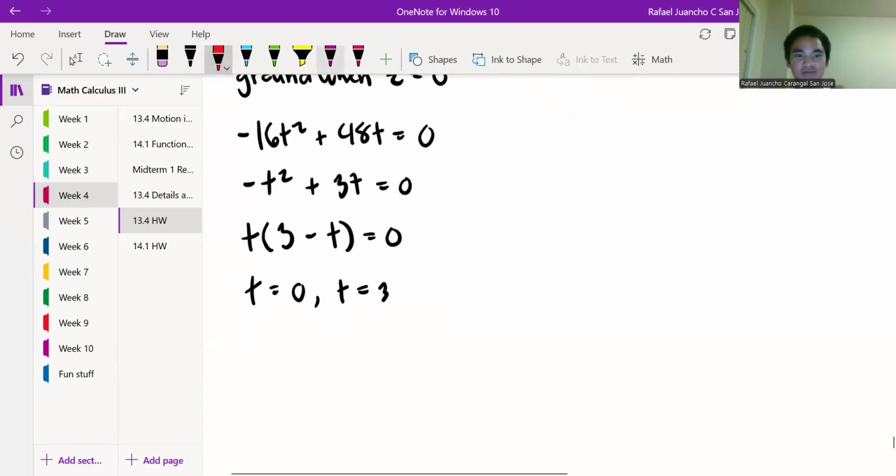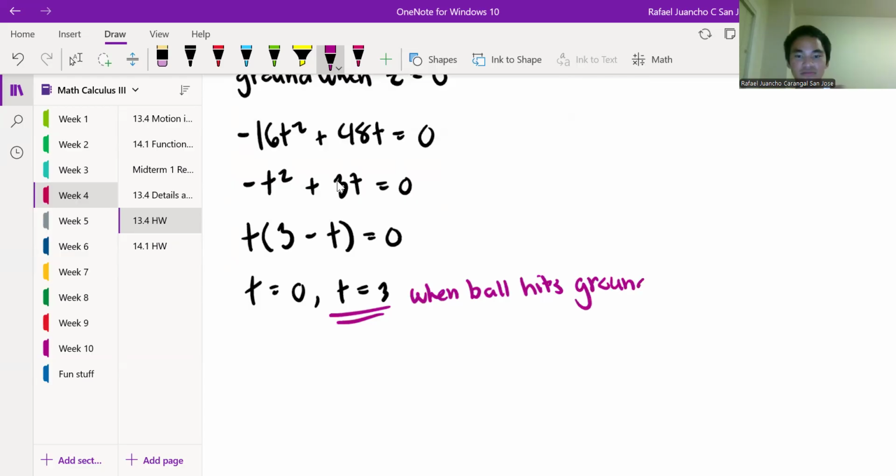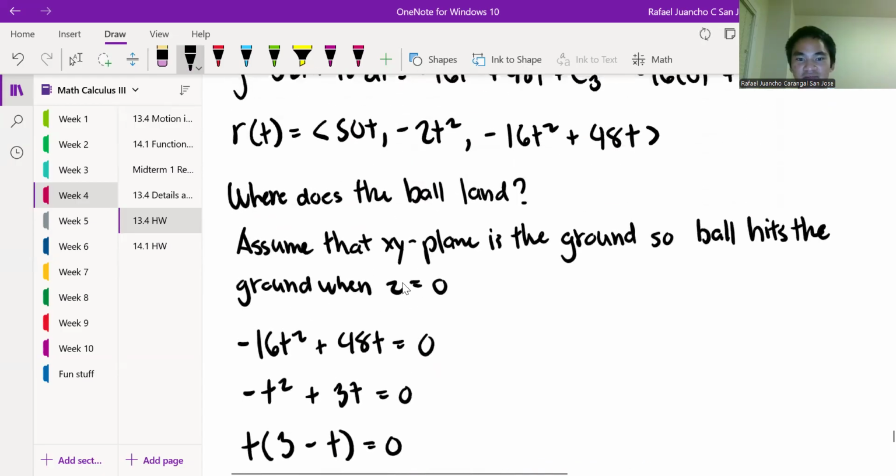Because this is where, so this is when the ball hits the ground. How do I know? Well, when t equals 0, that's where it was being thrown. That's at the origin. But when t is 3, that's when it hits the ground.